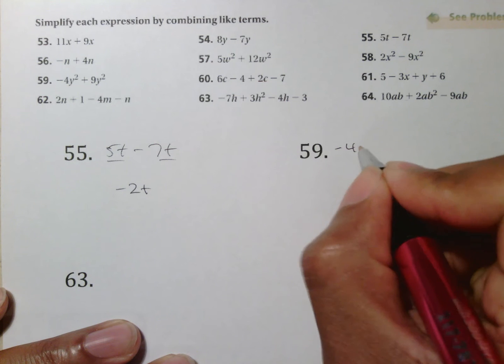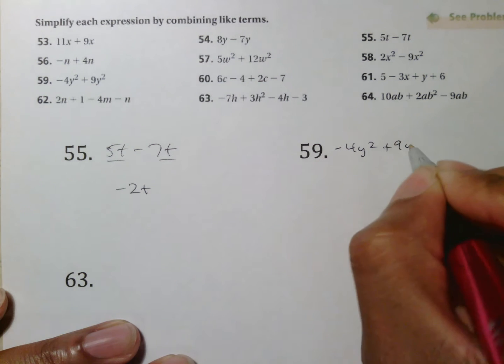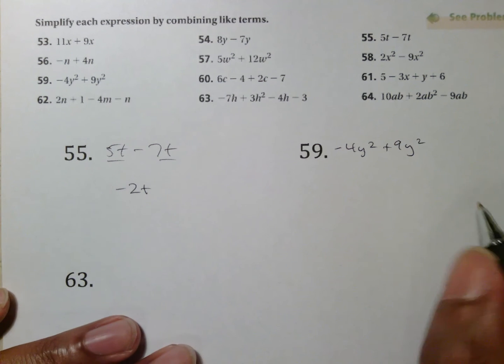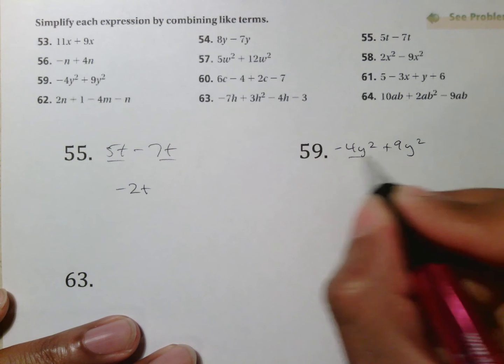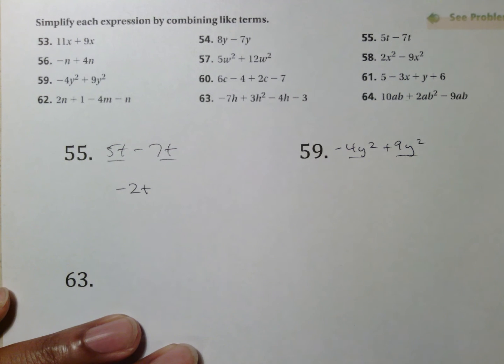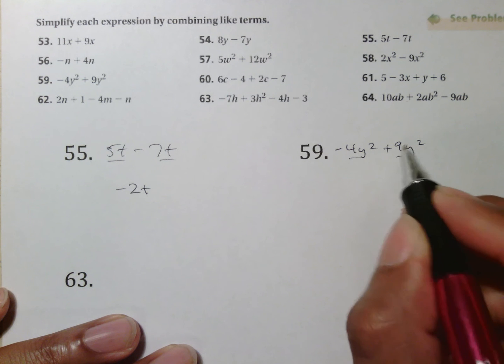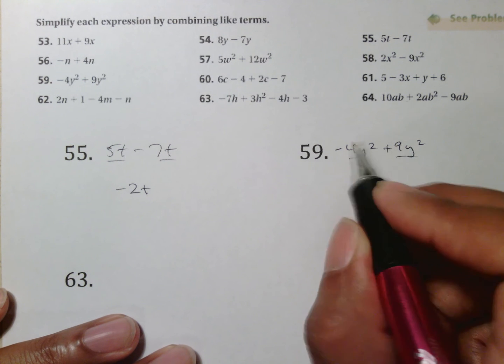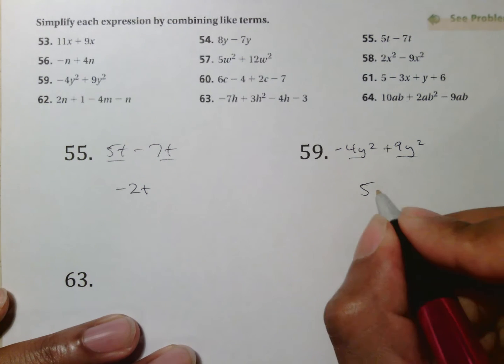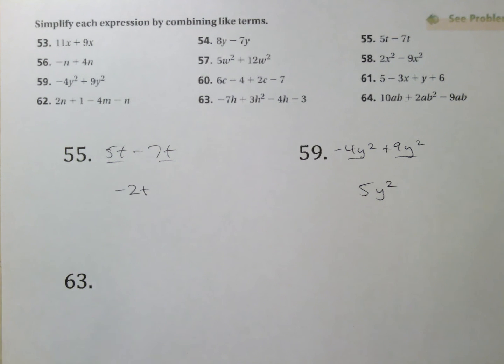59 is negative 4y squared plus 9y squared. Again, once you see that both of these have y squared, it means that they are both like terms. You then ignore the y squareds and say negative 4 plus 9. The 9 has more, so it wins. You subtract and you end up with 5y squared as your answer when you combine them.